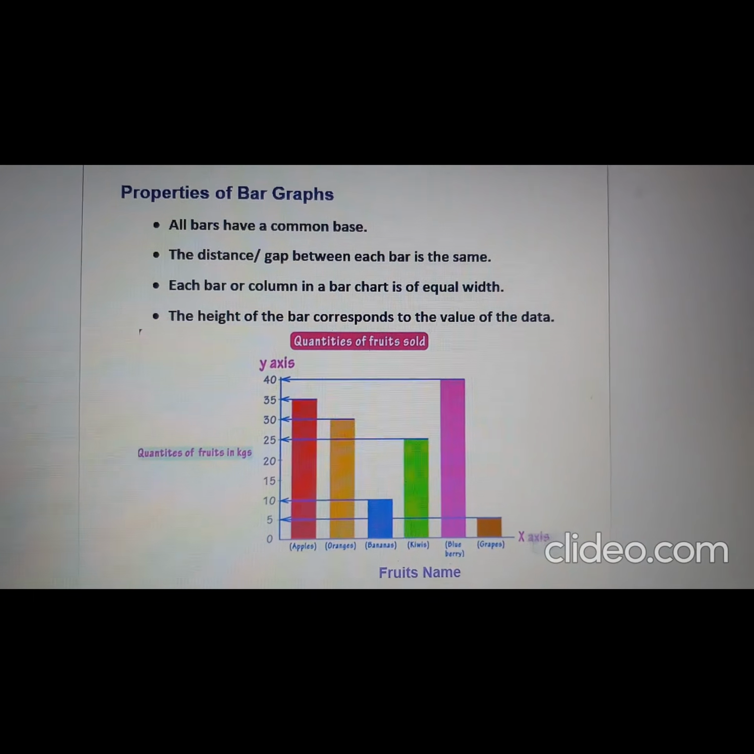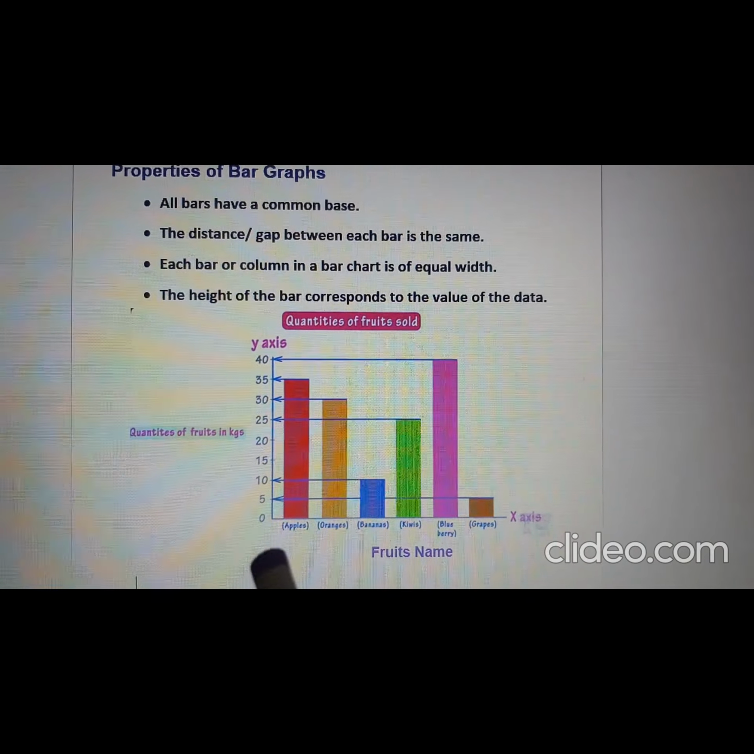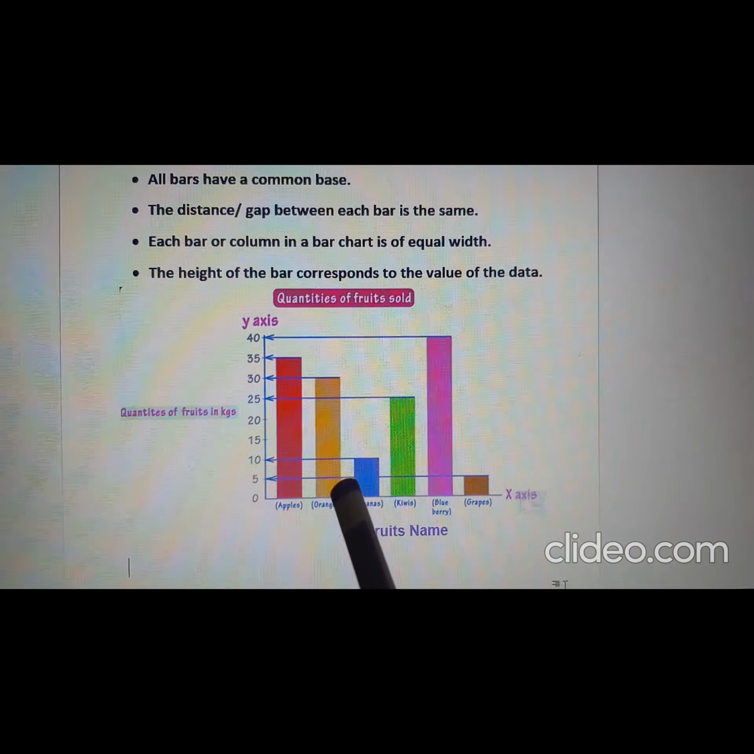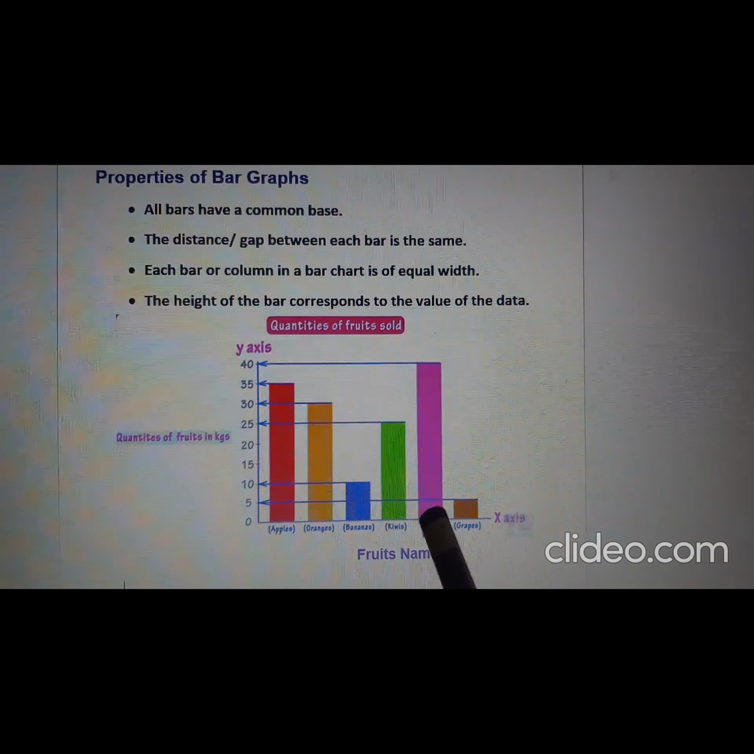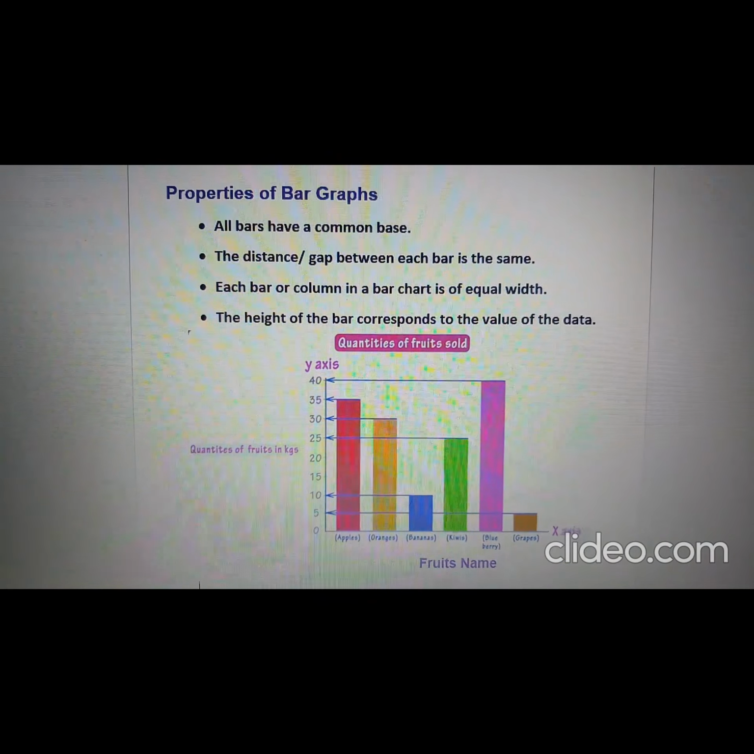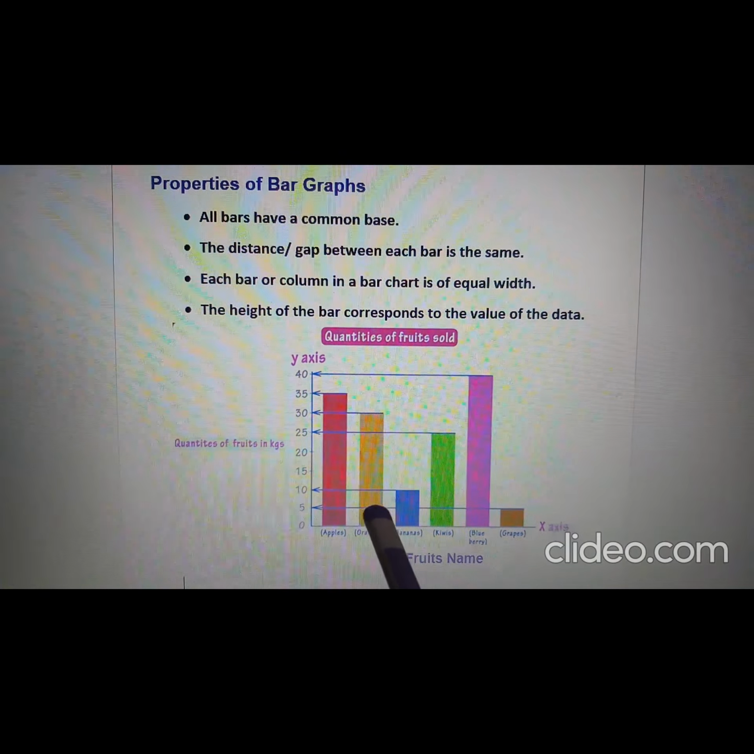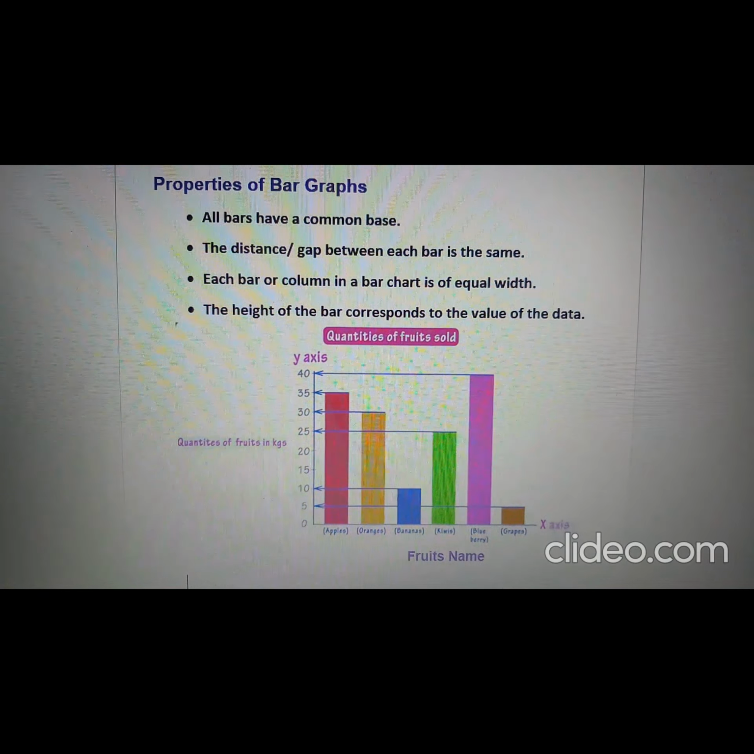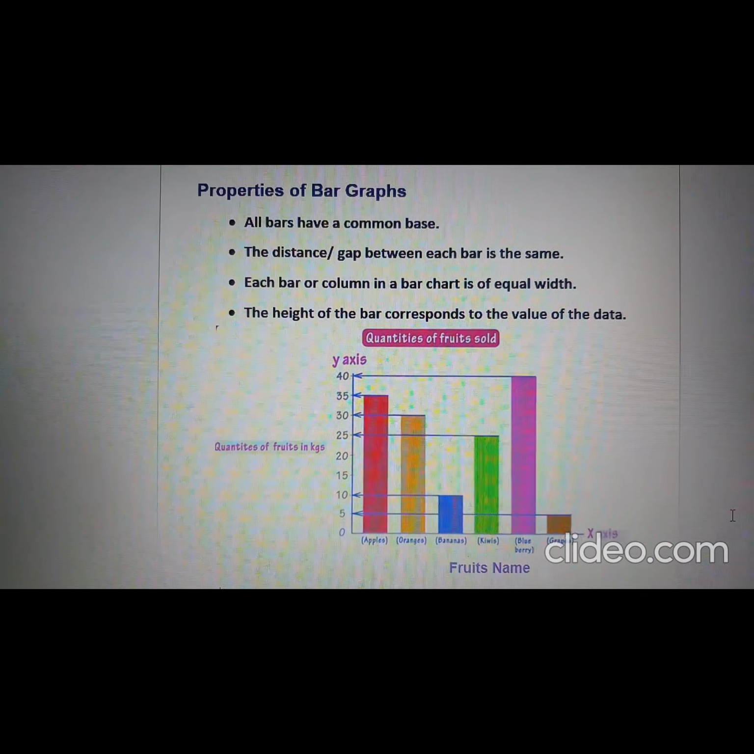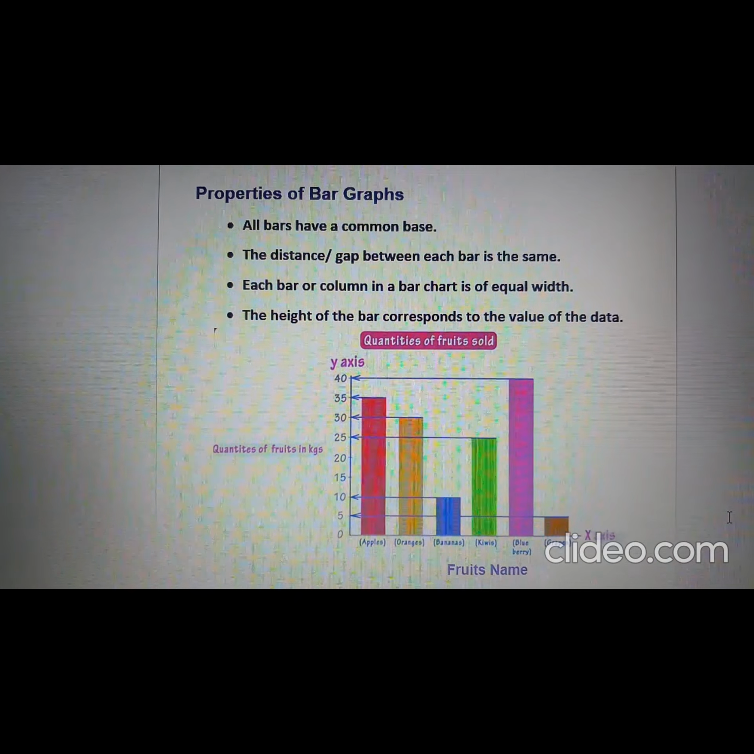Second is the distance or gap between each bar is same. Now see here, the gap between two bars is same. Third is each bar is of equal width. See the width of each rectangle. It is same. Fourth is the height of the bar depends on the value of the data.